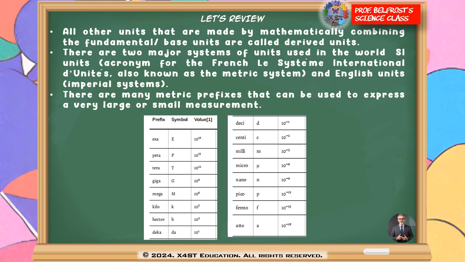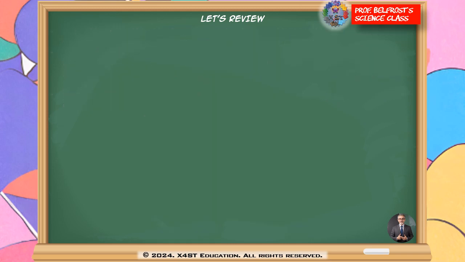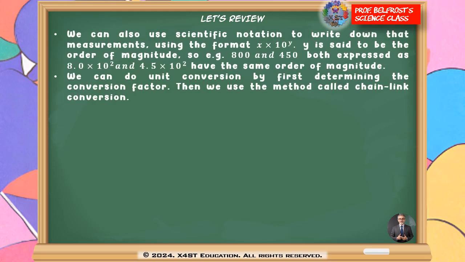Okay, so there are many metric prefixes that can be used to express a very large or small measurement. Yeah, it's on the slide. You can just take a capture. I've also asked you to take the capture before, so I think you have done it. That's good for you.